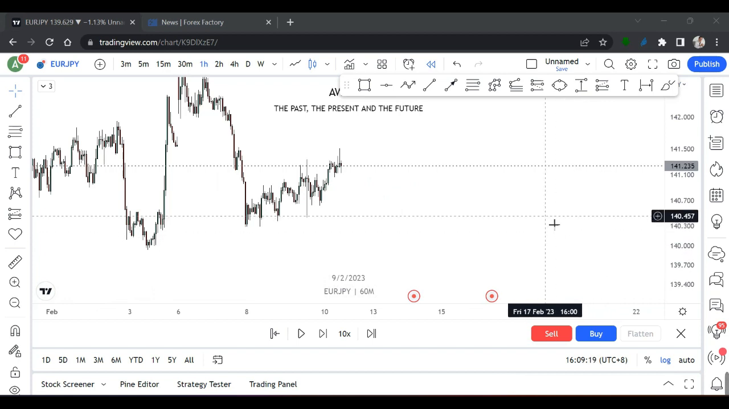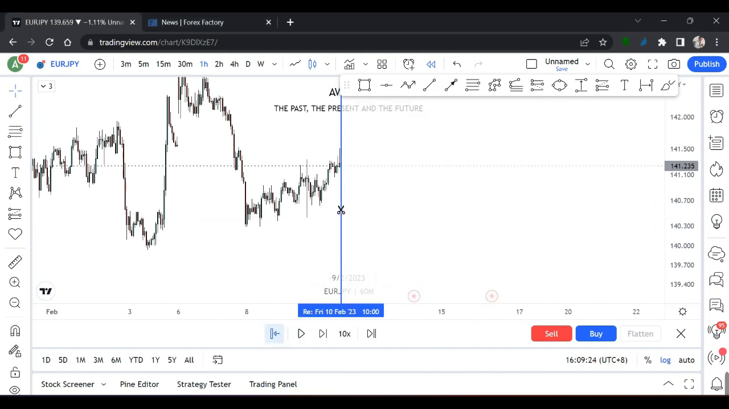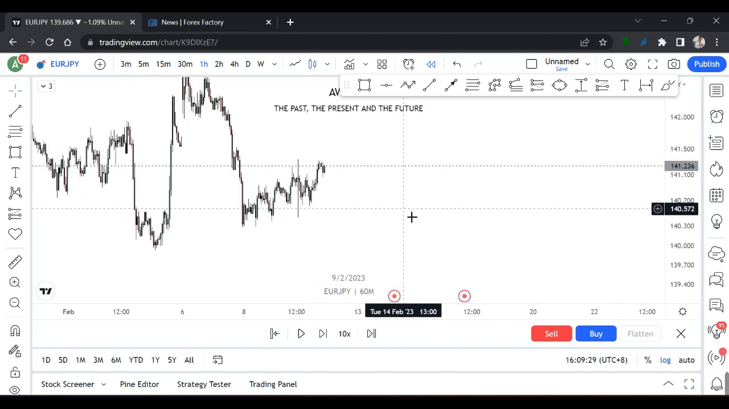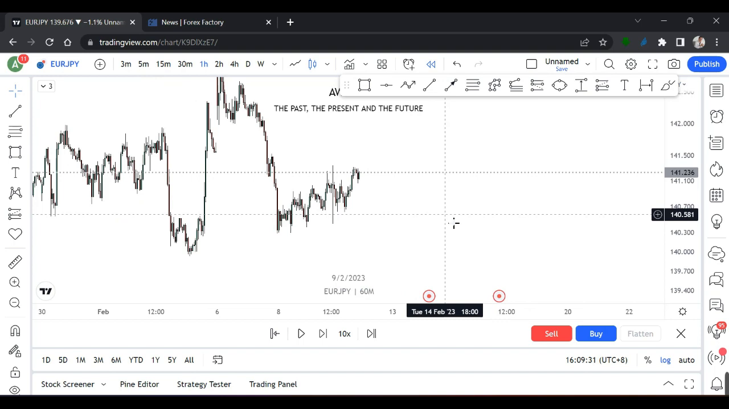So today I'm going to share a type of setup, a preparation for a setup. Basically, most of you only focus on QML. I think that is really too much. Sometimes you need to look at the price action, how the price is moving before a big drop, or before a big movement, or before any news. It is extremely important.